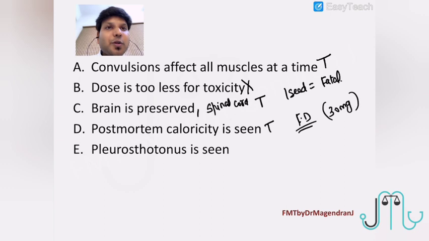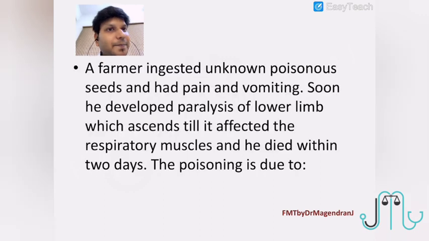Prosthotonus is seen. Not only prosthotonus, you can see opisthotonus, you can see emprosthotonus, and you can see pleurothotonus as well. All the 3 tonus can be seen because of the contractions of the spinal muscles. So which is wrong here? Option B is incorrect.